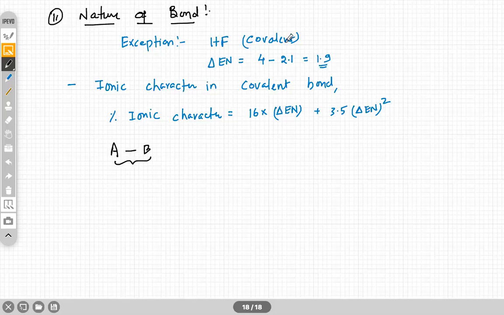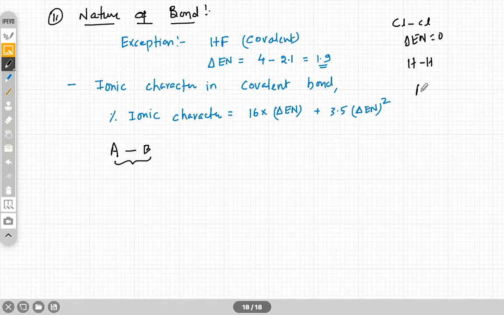When I say HF is a covalent molecule, it means its ionic character is less. When I say a molecule is covalent, it means it has less ionic character. But a covalent molecule has a few ionic characters also. And we always talk about the dominant character for the bond. But for a molecule like Cl2, we do not have any electronegativity difference. Delta EN is equal to 0. So this one is completely covalent. H2, delta EN, 0. This one is completely covalent.